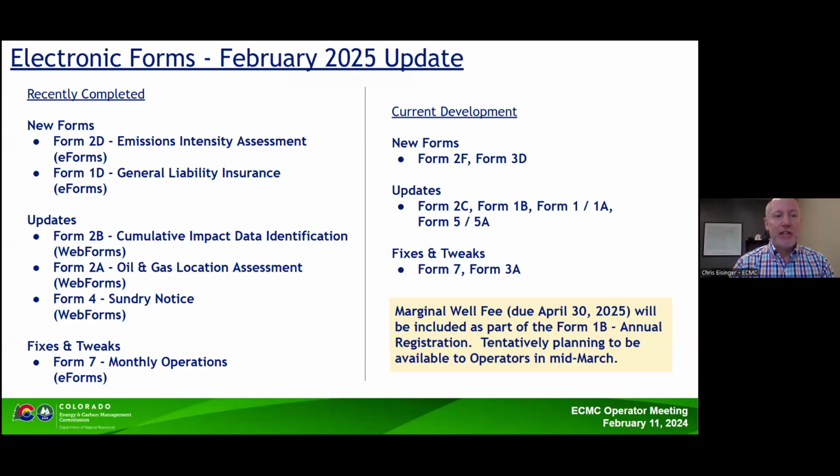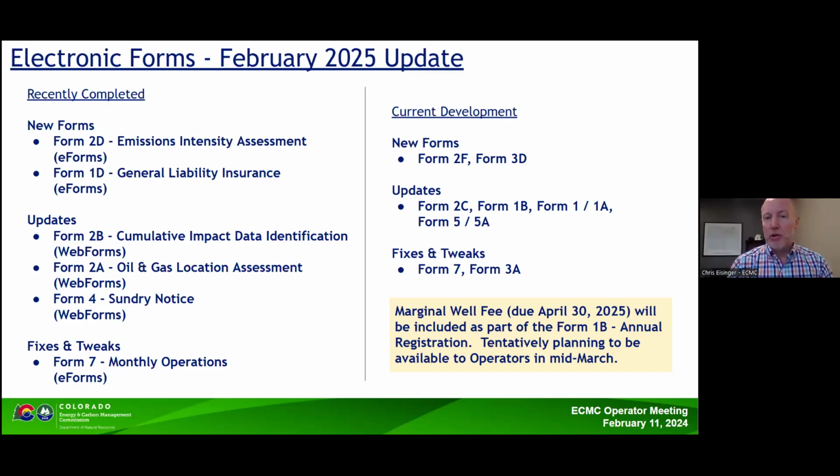Back in late November, early December, we released a Form 1D, which Terry just talked about, for providing general liability insurance information. There have been updates to quite a number of forms. The big ones have been the Form 2B and 2A, and then also some changes to the Form 4 sundry notice. And then finally, we've been continuing to do fixes and tweaks on the Form 7 for reporting production, produced water, and geothermal activity.